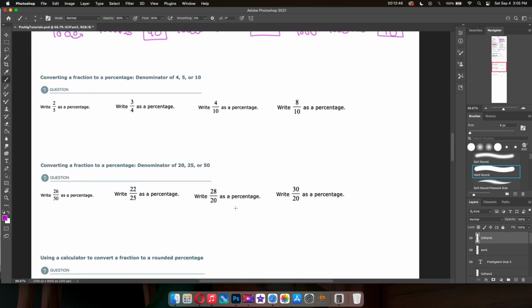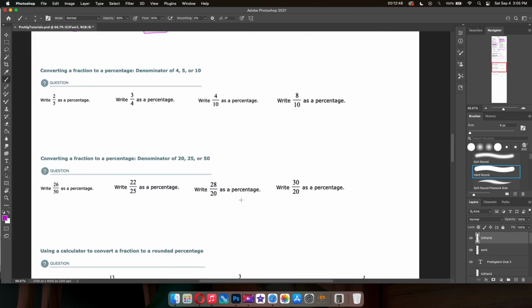What have we got? All right, fraction to a percentage, denominator of 4, 5, or 10. I like these topics because they kind of give you a not subtle hint to exactly what you're going to be doing. Because you're writing this as a percentage, you're going to take your fraction, take it to a decimal, which I did not give myself space to write, and then you're going to go from decimal to percent. And this is just straight up division.